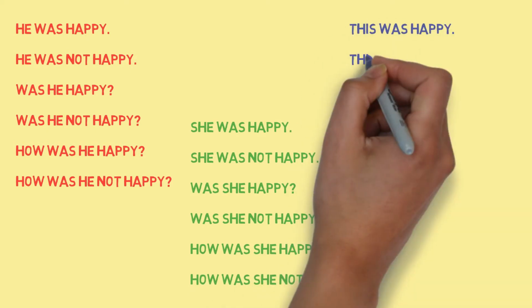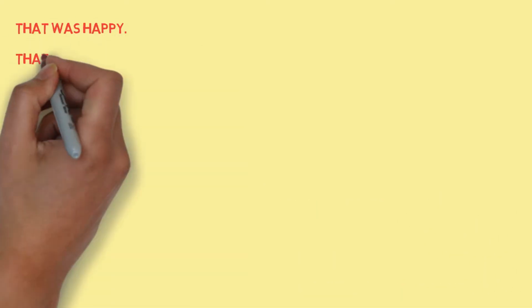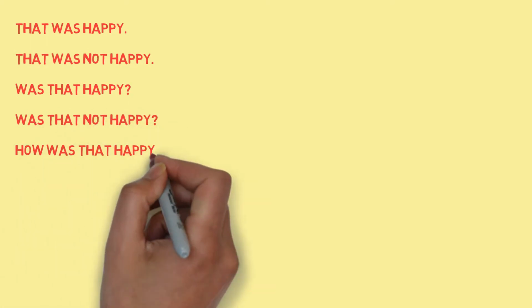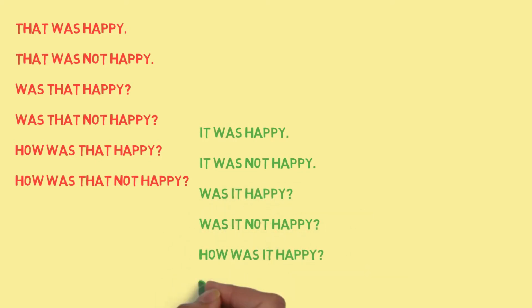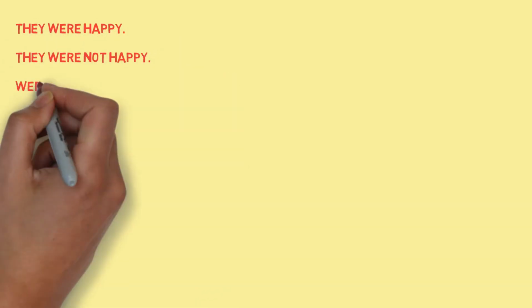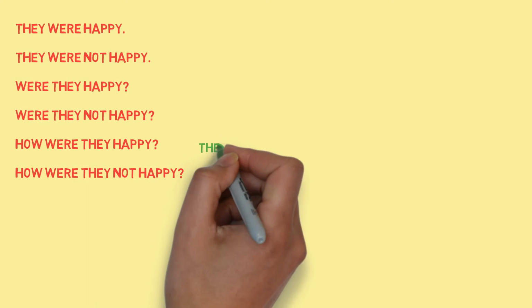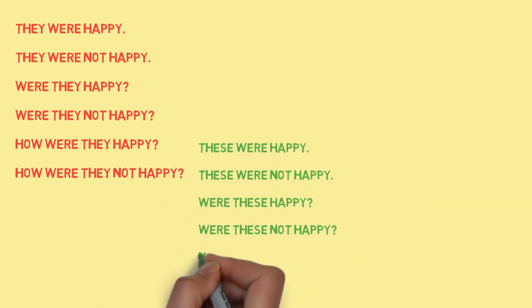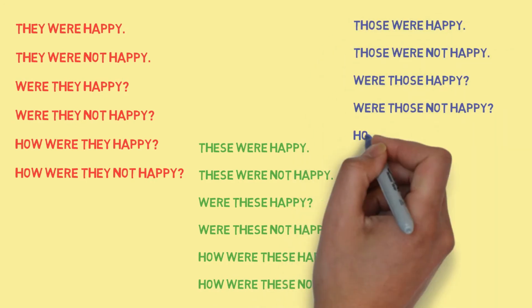this was happy, this was not happy, was this not happy, how was this not happy, that was happy, that was not happy, was that not happy, how was that not happy, it was happy, it was not happy, was it not happy, how was it not happy, Mahesh is happy, Mahesh is not happy, is Mahesh not happy, how is Mahesh not happy, they are happy, they are not happy, they were happy, were they not happy, how were they not happy, these were happy, these were not happy, were these not happy, how were these not happy, those were happy, those were not happy, were those not happy, how were those not happy.